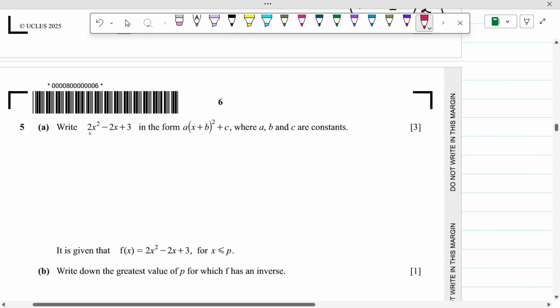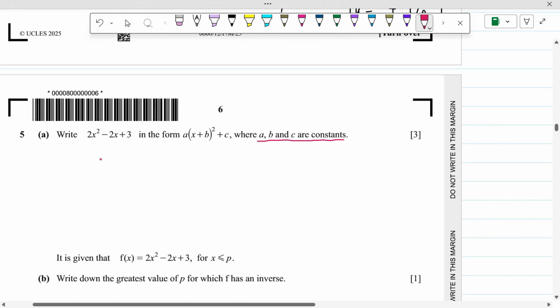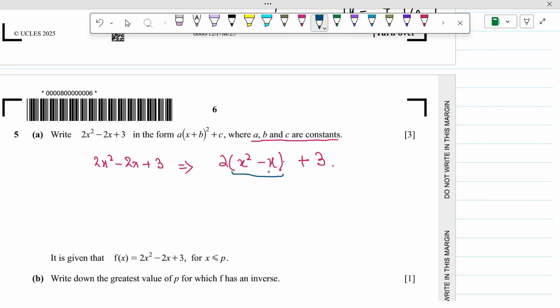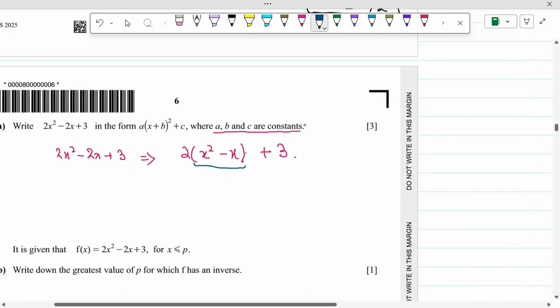Question number 5. Write 2x squared minus 2x plus 3 in the form a times (x plus b) whole squared plus c, where a, b, c are constants. So we have 2x squared minus 2x plus 3. Taking 2 common from the first two terms, we will have 2 times (x squared minus x) plus 3. Now we need to apply the complete square method to this factor.